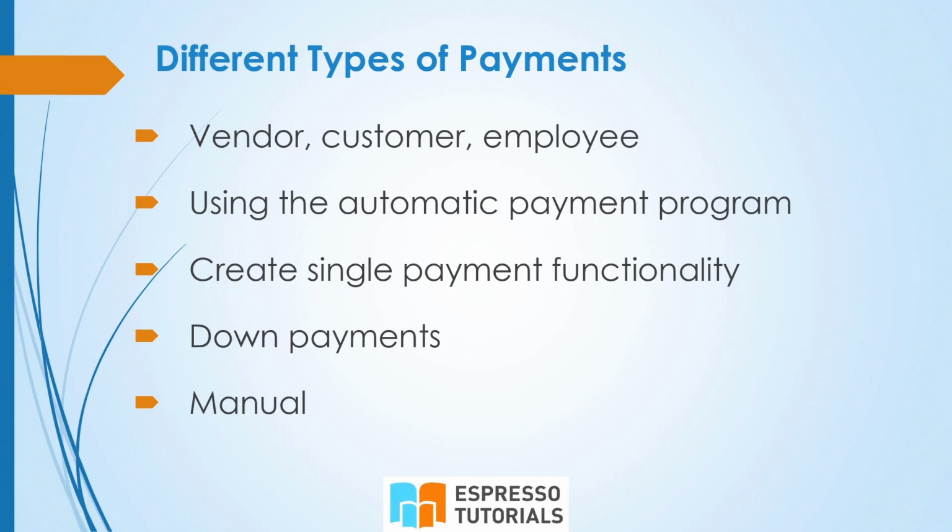Using the Create Single Payment functionality, you can create a down payment or pay a single invoice and have manual payments cover everything else. For example, payments that have been made outside the system. We will go into a lot more detail for each payment type, starting with the automatic payment program.